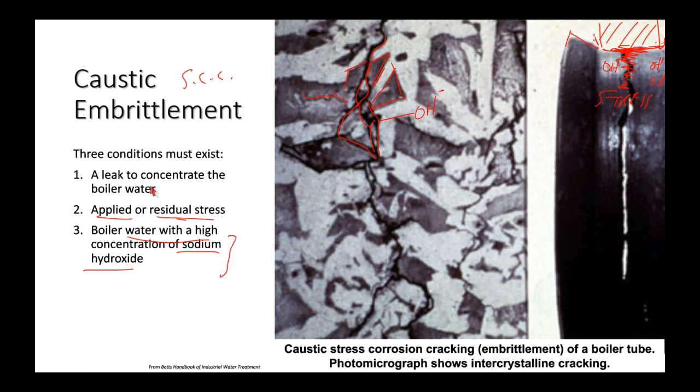Well, how did that occur? Because we had a leak. So the leak concentrated the boiler water, concentrated the hydroxyl ion, and the applied or residual stress from the forming gave us caustic embrittlement. And of course, we know the brittle failure is sudden with no prior deformation. And we don't want that. Deformation.